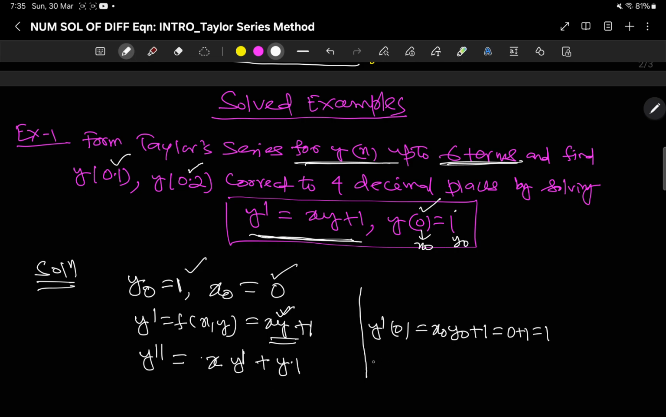So now you find y double dash 0. Y double dash 0 means here x0 and here y dash 0, right? Y dash 0 plus y0. So this is your y dash 0. So x0 is 0, y dash 0 is 1, plus y0 is 1. This is equal to 1.